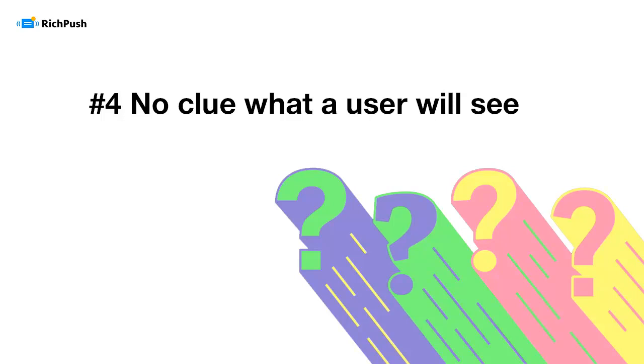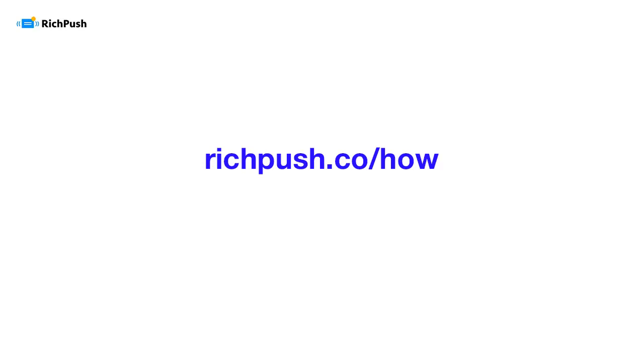Running a campaign without a clue what a user will see. Sooner or later, this will cause an epic fail. At least check how a web push ad looks. You can do it here. For those who want to take one step further, reverse engineer the user experience and understand the user flow.